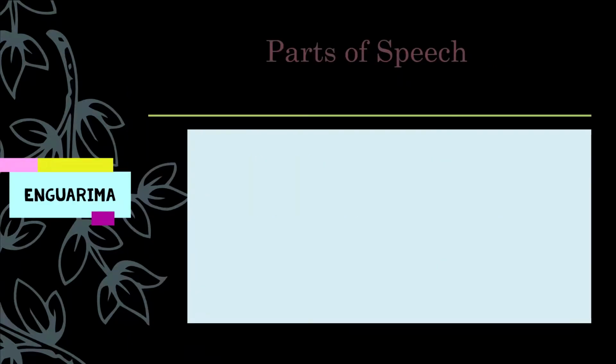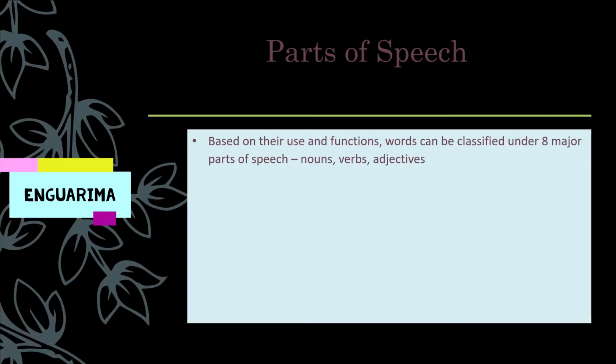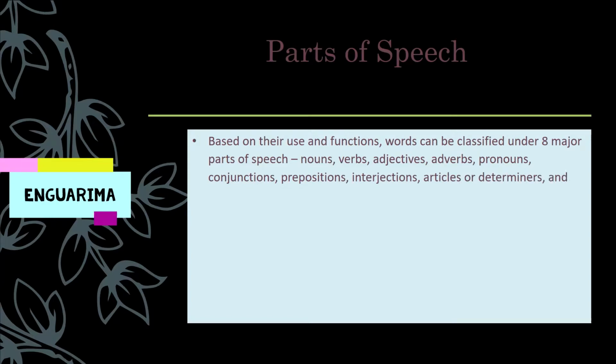Now let's talk about parts of speech. Parts of speech were first seen in the Sanskrit language. In English, based on their use and functions, words are classified under 8 major parts of speech, which are nouns, verbs, adjectives, adverbs, pronouns, conjunctions, prepositions, interjections, articles or determiners in a broader sense, and numerals.